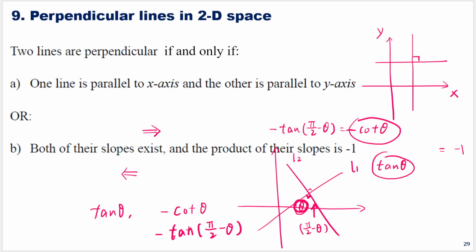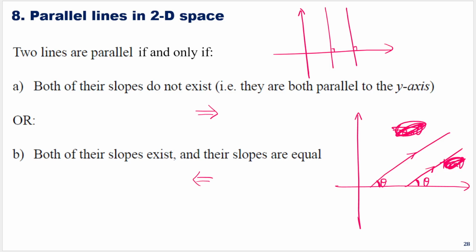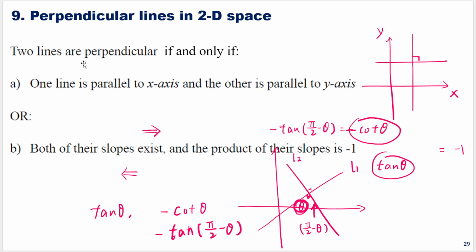All right, so just remember that if two lines are parallel, that's equivalent to saying either their slopes do not exist, or both of their slopes exist and their slopes are equal. And if two lines are perpendicular, that's equivalent to saying one line is parallel to the x-axis and the other is parallel to the y-axis, or both of their slopes exist and the product of their slopes is -1. So these are the methods we can use to check whether two lines are parallel or perpendicular.